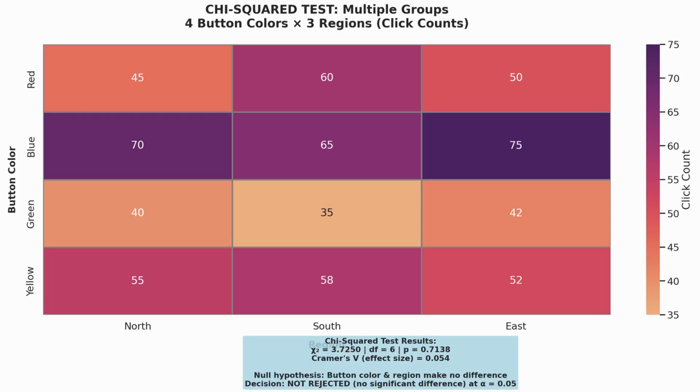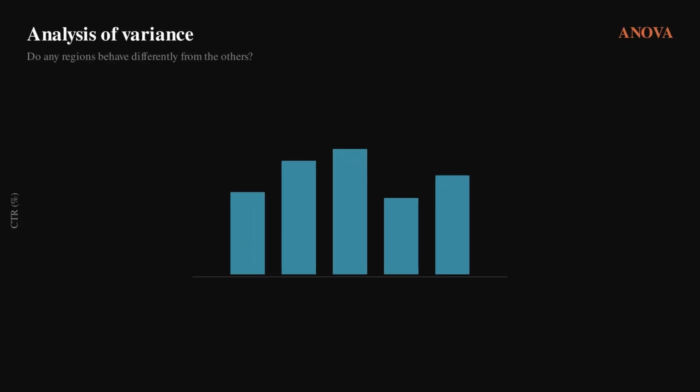Now imagine you are no longer comparing 2 groups, you're comparing 3 or more. Maybe you tested different button colors across multiple regions or different versions of a page. Now the question is whether any of those groups behave differently from the others. And that's what the ANOVA test is for.